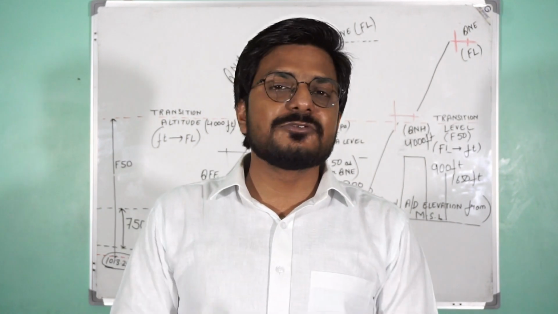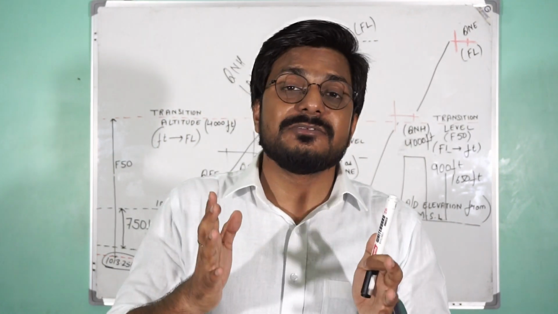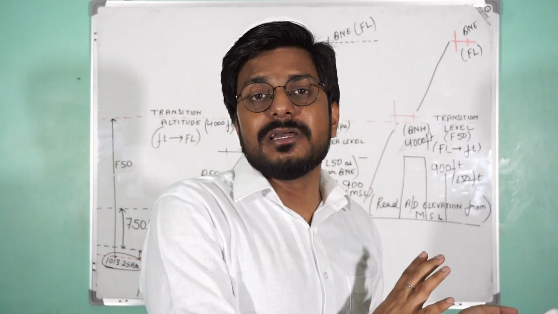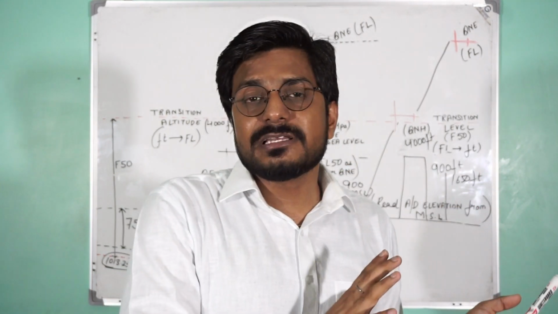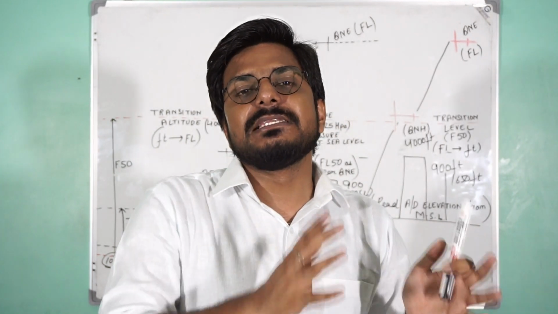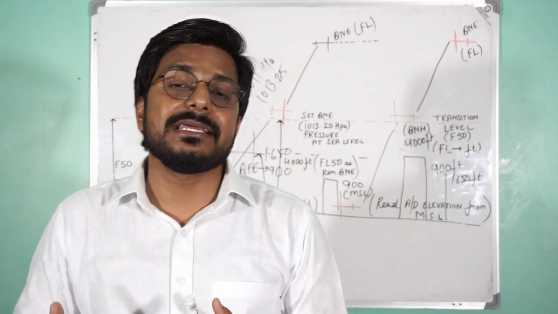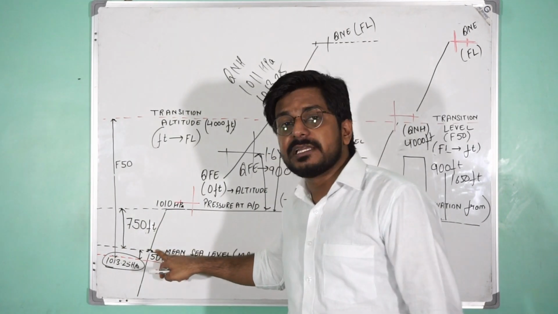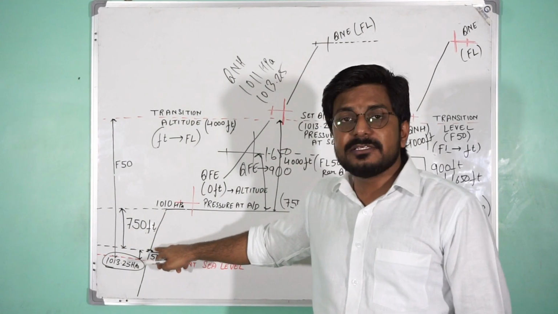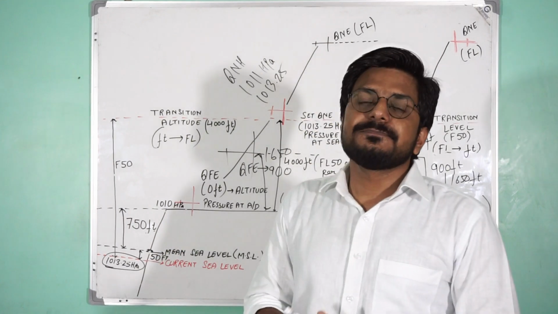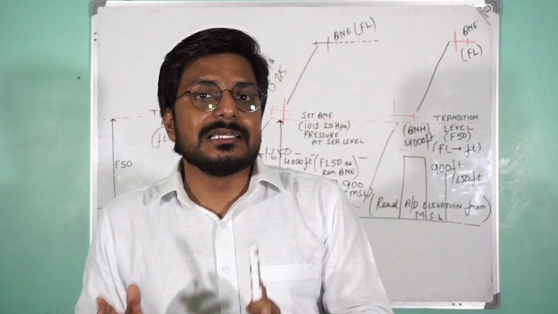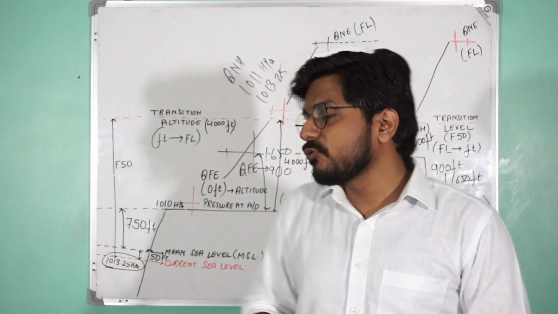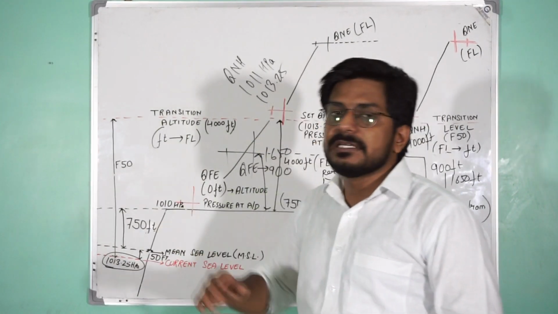I know nobody is going to ask you what is QFE and what pressure you will actually get in QNE. If you are getting the QNH 1011, what do you mean by 1011? This is the pressure you are getting at the mean sea level point, whereas QFE is providing you the pressure of the airport and QNE is providing you the pressure of sea level.